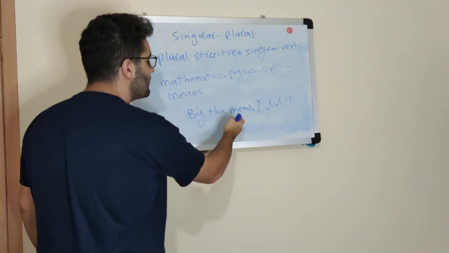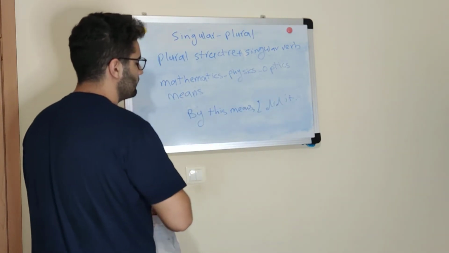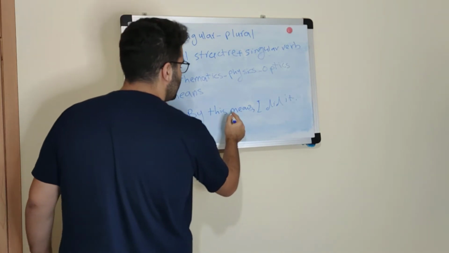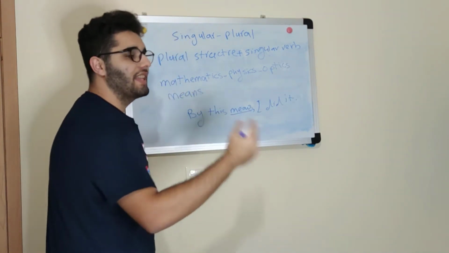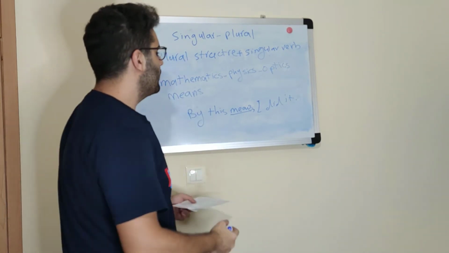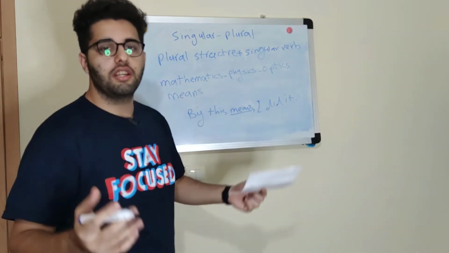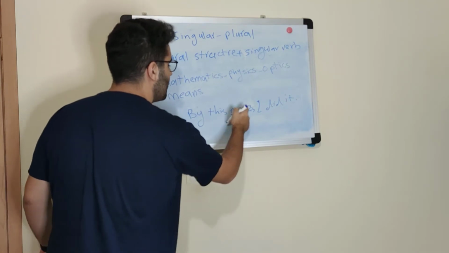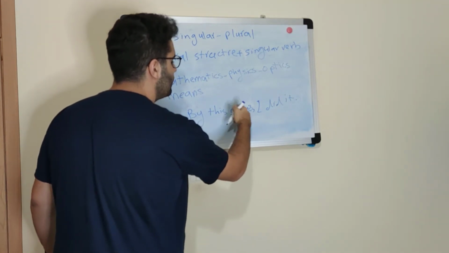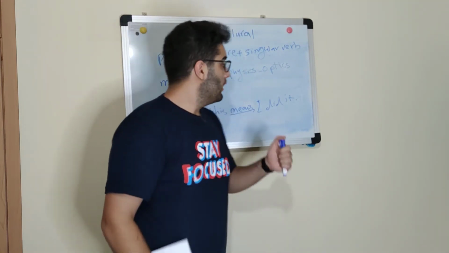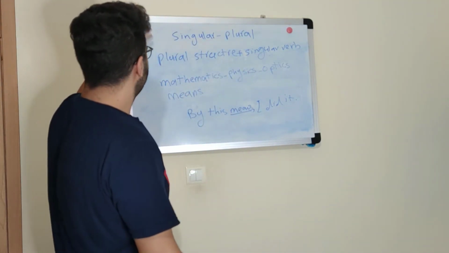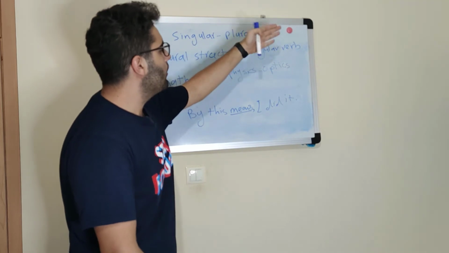By this means I did it. Means by something's help. It could be a tool, it could be a machine, whatever. It means something that helps me to do something else. So this was plural structure plus singular verb.